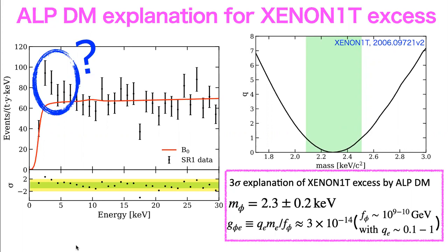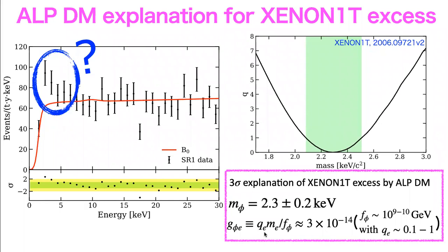Recently, the XENON1T collaboration updated their paper and showed that the bosonic dark matter absorption is favored over the background only at the 3 sigma level. In particular, for an ALP dark matter explanation, the favored region is like this. The mass is around 2.3 keV. The coupling to electron is around 3×10⁻¹⁴.